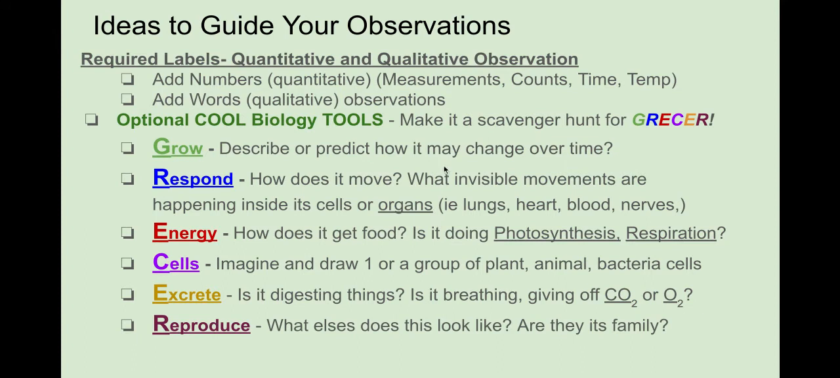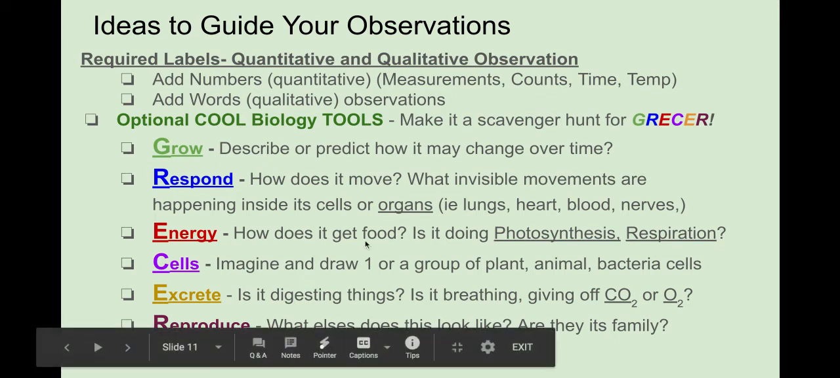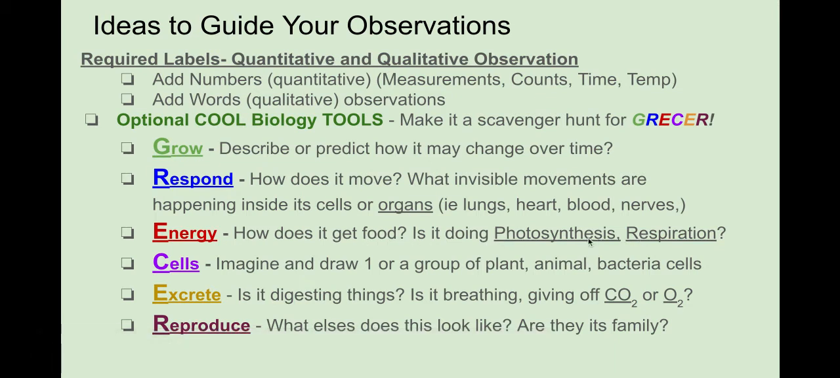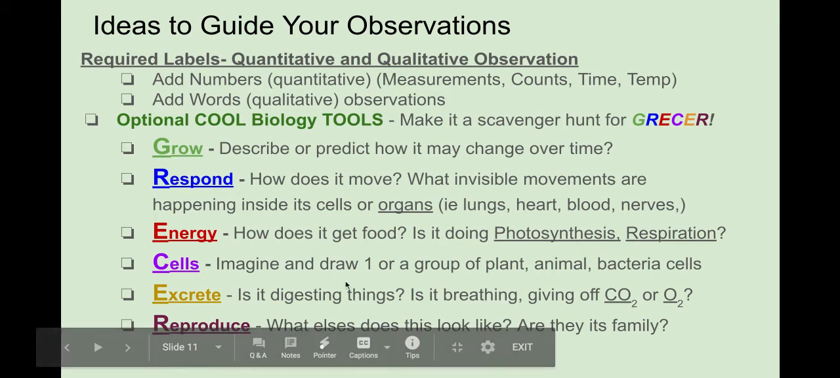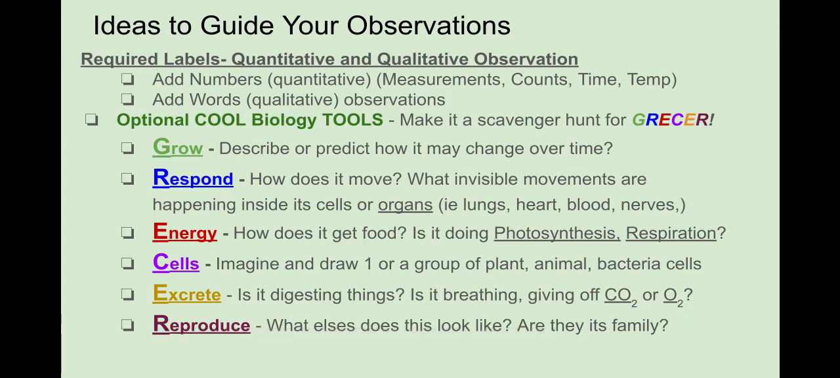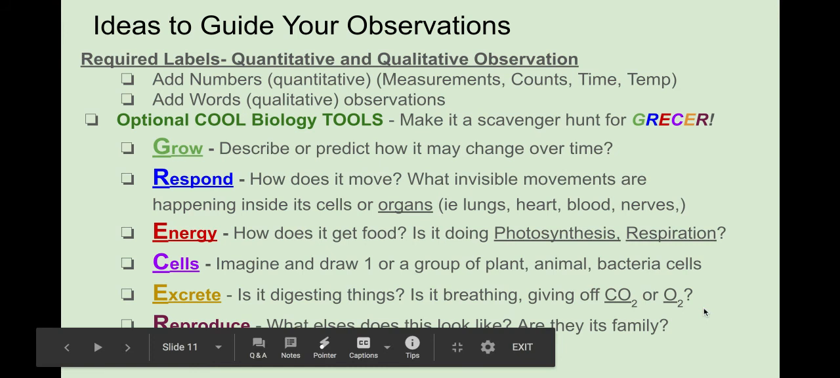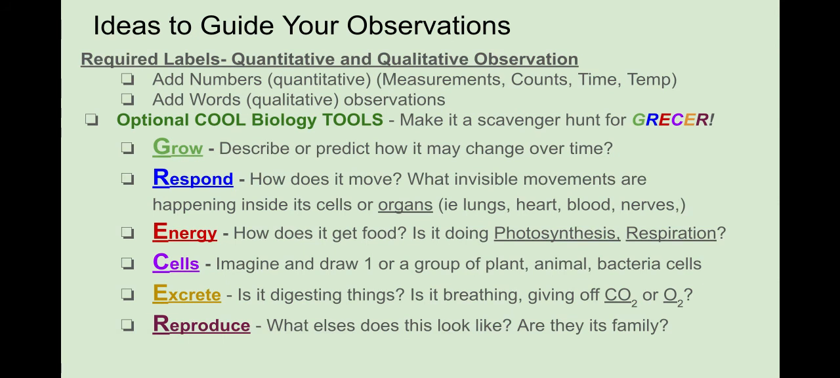Do you see evidence of growth? Do you see how it's moving? It could be internal movement as well as external movement, like what's going on in the organs. How's it getting food? Is it burning stuff like in respiration, or is it changing sunlight into food? What's going on cellularly? What kind of cells are these things made of? Are they covered with bacteria cells? Is it digesting? Is it giving off gases that we can't see? And then for reproduction, we're going to focus on what it looks like. Do they look similar to each other? Are they members of the same family, or are they somehow very different looking? That's going to basically tell us something about how related the animals are, how close the family members are.